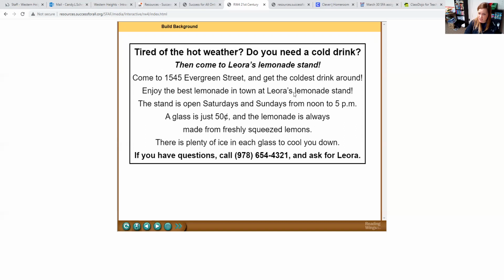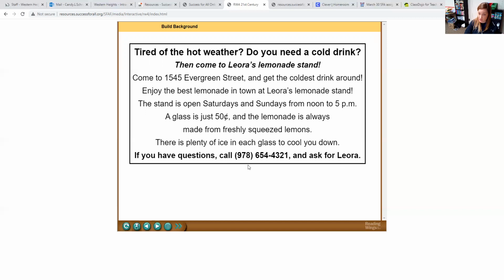That's important information if somebody wants to go to your lemonade stand. A glass is just 50 cents and the lemonade is always made from freshly squeezed lemons. So notice they give a price here, providing the price. They want to know that before they visit somewhere. It says there is plenty of ice in each glass to cool you down. If you have questions, and it gives the phone number, ask for Leora. So it's nice that it has a phone number just in case people have questions.